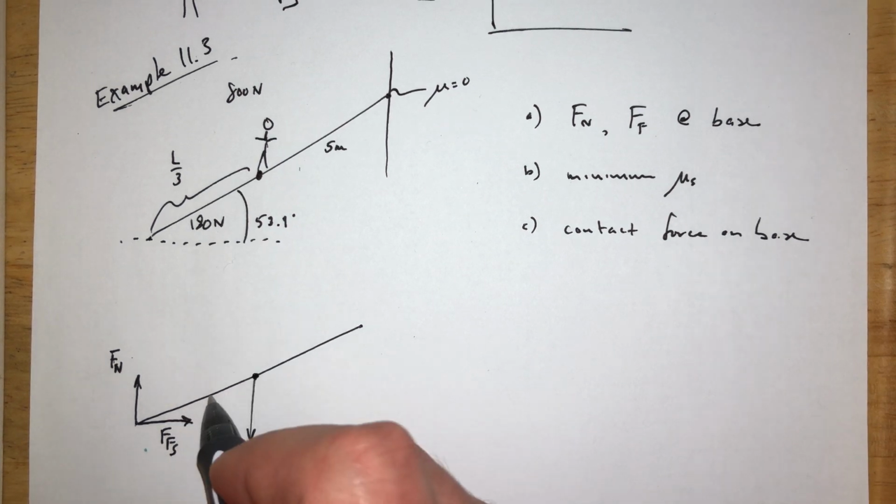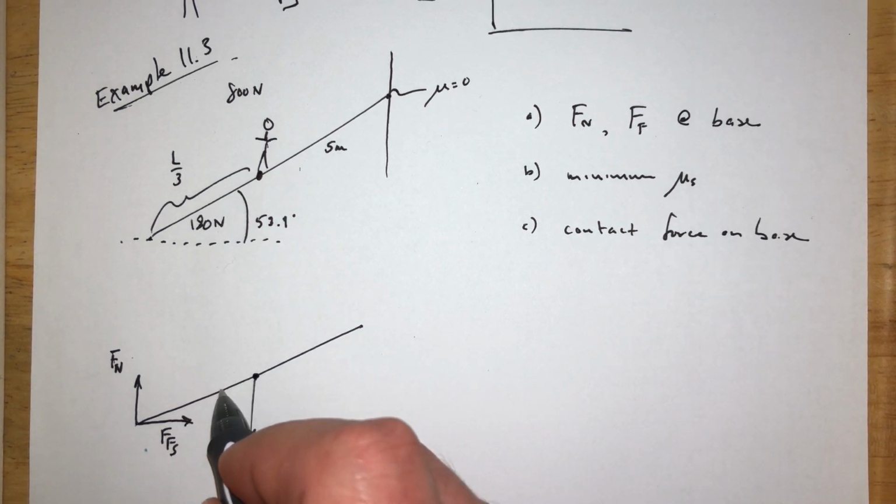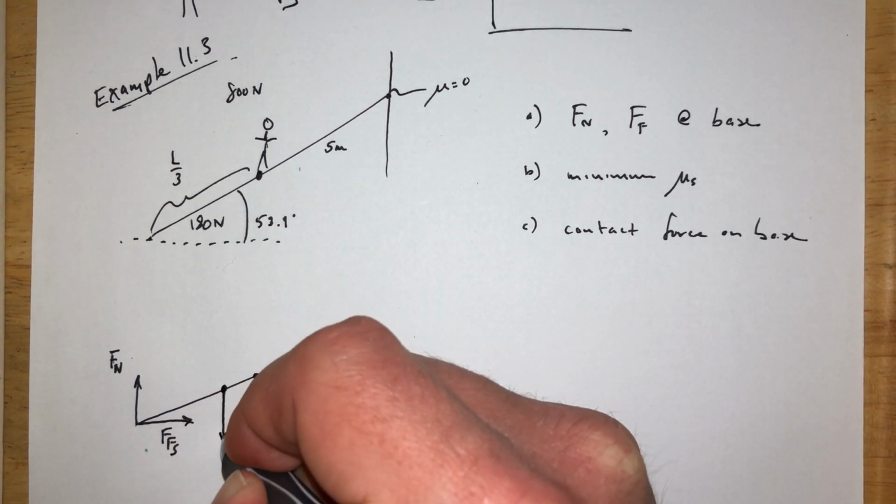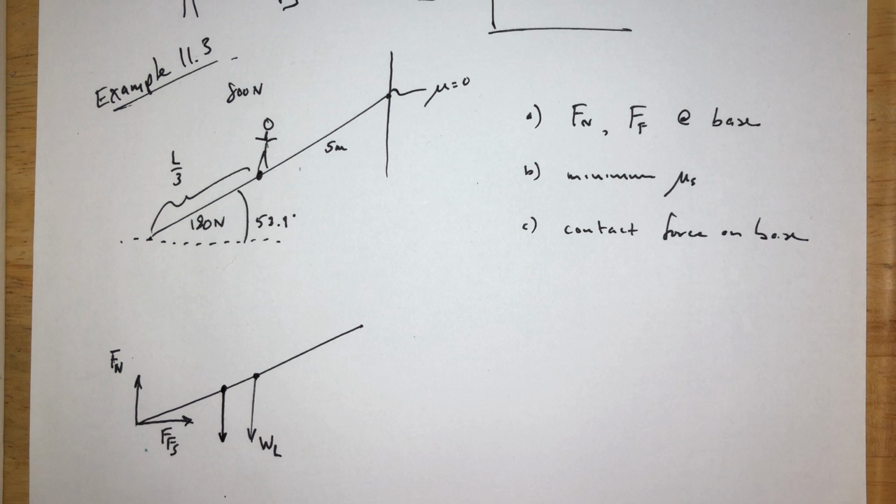Okay. Lancelot is only a third of the way up, so his weight is going to act on the ladder this way. I can't use L because I used it for the ladder, so I'll just call it the weight of the knight, I guess.